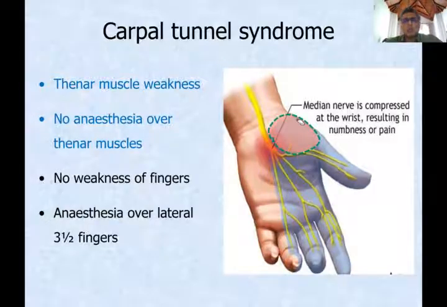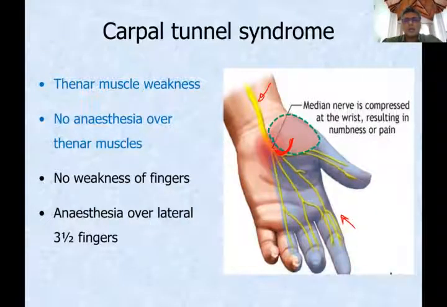Number two, the median nerve, after passing through the carpal tunnel and entering the palm, gives a recurrent motor branch to the thenar muscles. So you know the thenar muscles, you get flexor pollicis brevis, opponens pollicis, and abductor pollicis brevis. These muscles are supplied by this recurrent motor branch of the median nerve. Then you get the cutaneous branches, which are digital nerves. They supply the skin of the palm and the fingers, 3.5 fingers. So they are affected. That's why you get the sensory loss here. We already discussed it.